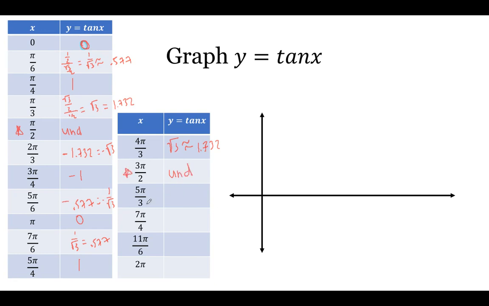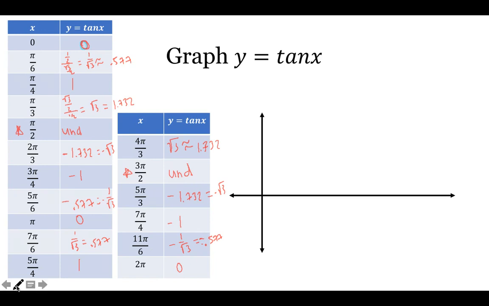So you have 2 places it's undefined. 5 pi over 3. So now I'm in quadrant 4. And tangent's going to be negative. So these are all going to be negative. And this will be 0. 5 pi over 3 is going to be negative 1.732 or negative root 3. 7 pi over 4 is going to be negative 1. And then negative 1 over root 3, which will be about negative 0.577.